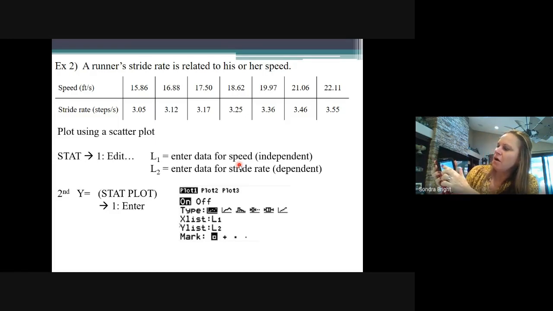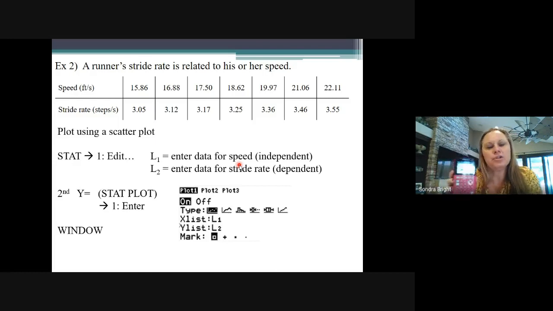And I want it on, so I'm going to hit enter so that it's on. You want the very first little scatter plot thing to be selected. You want to make sure under X list it says L1 and Y list it says L2. And then mark, I have the little square box, and then my color is blue. That's just what color it comes out. It doesn't matter what you choose.